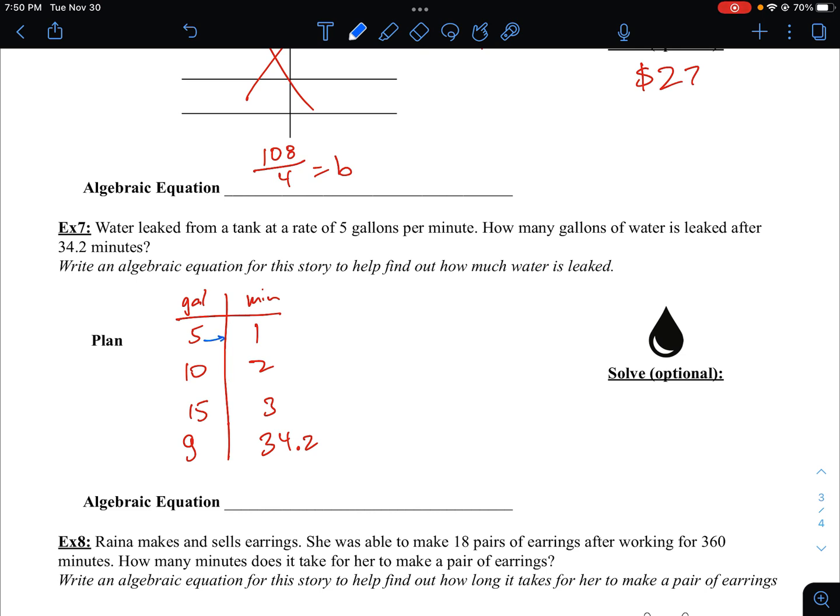Or 10 to 2, or 15 to 3, or G to 34. Divide by 5, right? What do I do to G? Divide by 5. So that's one equation. It's G divided by 5 equals 34.2. So you see that?